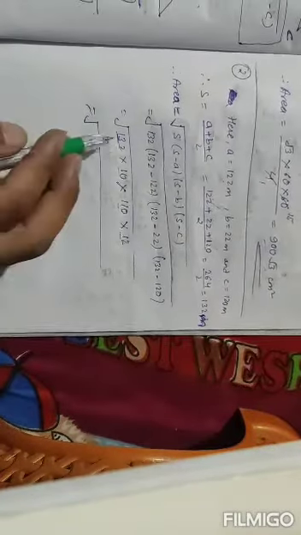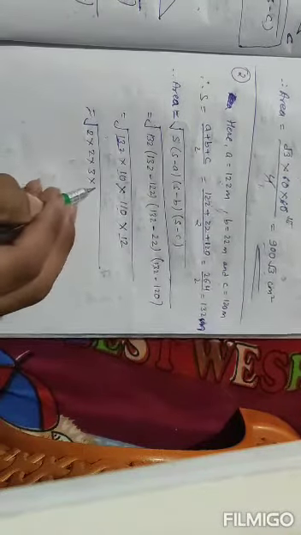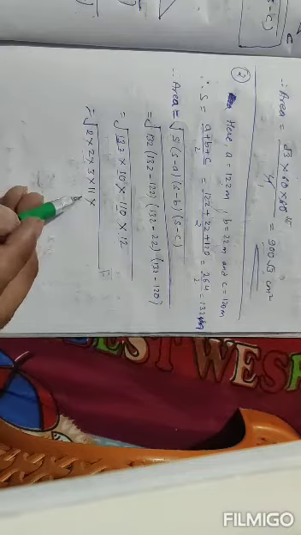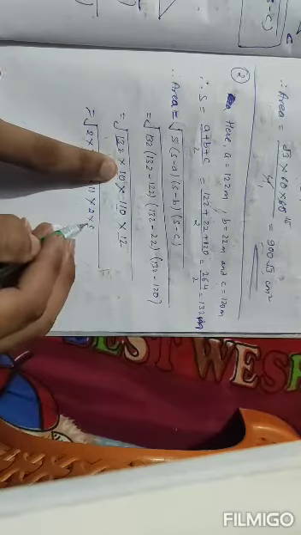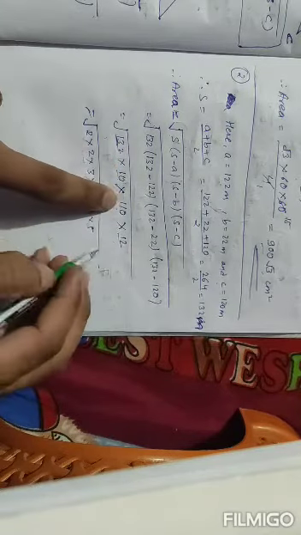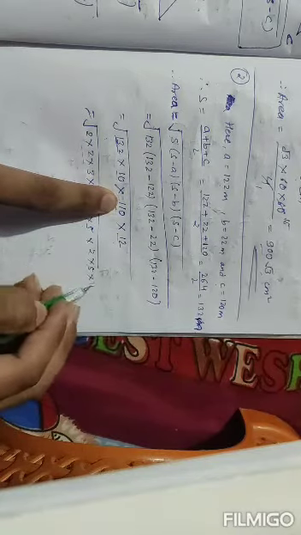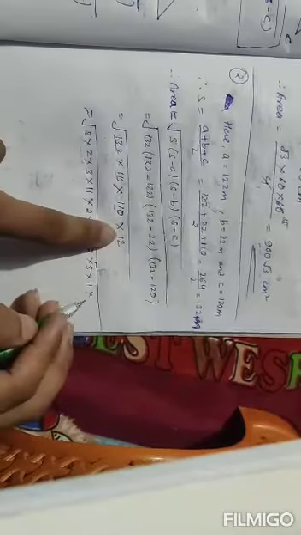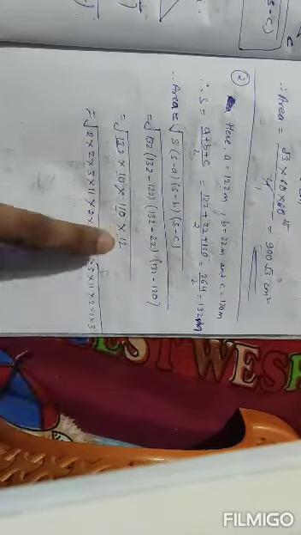So if you find the prime factorization of 132, it will be 2 into 2 into 3 into 11. And for 10 it will obviously be 2 into 5. Now for 110, what is the prime factorization? It will be 2 into 5 into 11. You can do it yourself. And the last one is 12. For 12, what is the prime factorization? 2 into 2 into 3.